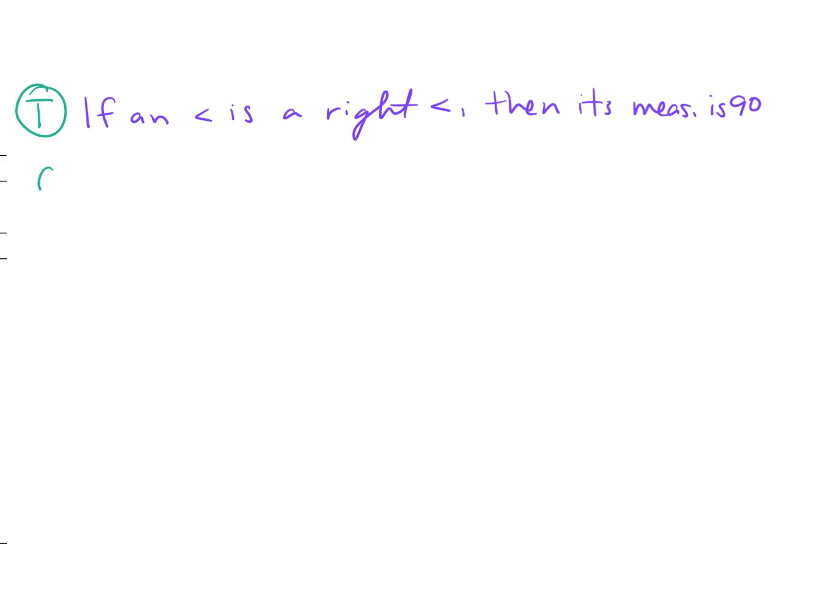What's the converse of that? If it measures, then what is a right angle? If its measure is 90, then the angle is a right angle, right? So we just swapped them. Is that true? Yes. Yes, that is true.